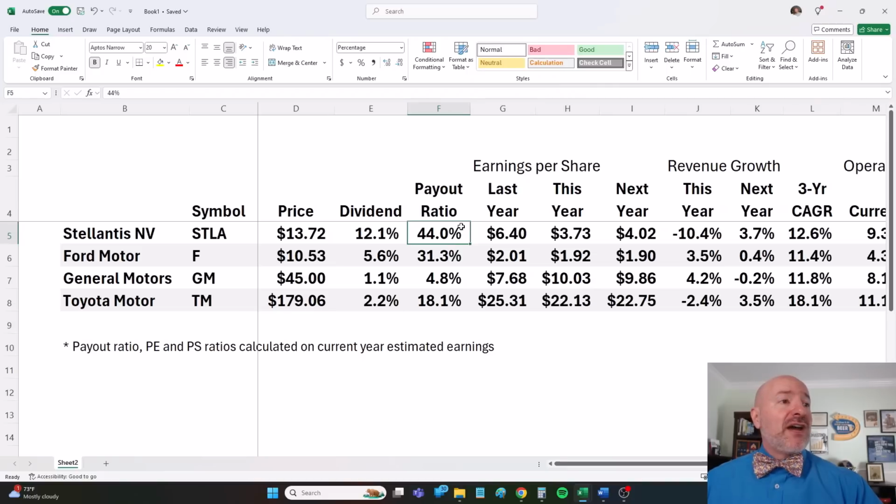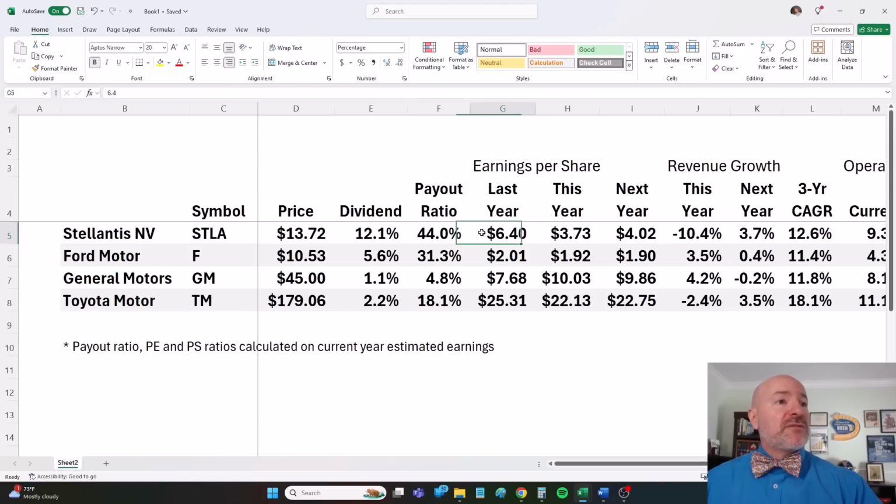So that's what I did. I did the forward payout ratio: the most recent dividend times 4, or for the yearly payers, just the 1, divided by this year's earnings expectations. And I'm going to show you how to find those next. And what we do see is a 44% payout ratio for Stellantis. Again, we don't know if that's super high or low or sustainable until we compare it to these others. We're going to do that here in a little bit when I show you how to compare these.